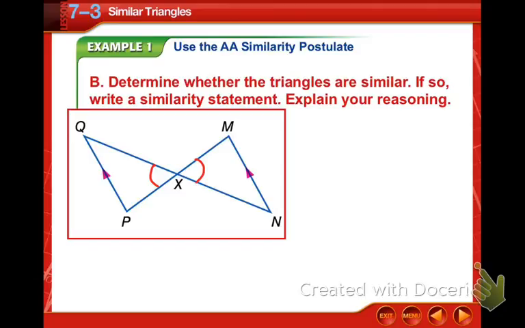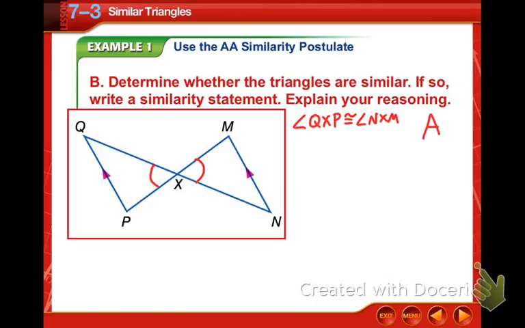So let's name them. Angle QXP is congruent to angle NXM. So there's one angle. We need a second one.